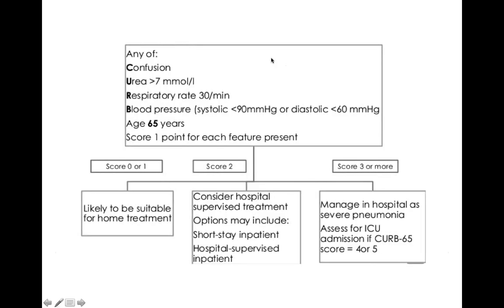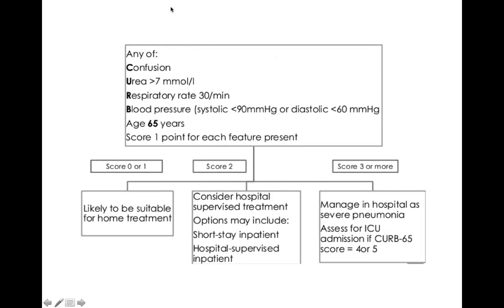Next we come to criteria for hospitalization. As I said, it's CURB-65. Confusion, high blood urea nitrogen, meaning urea is high and the kidneys are not performing their function, respiratory rate high, more than 30 per minute, blood pressure low, systolic less than 90 or diastolic less than 60, or age 65 years. We give 1 point for each of these. If the patient has a score of 2 or more, then we have to hospitalize the patient.